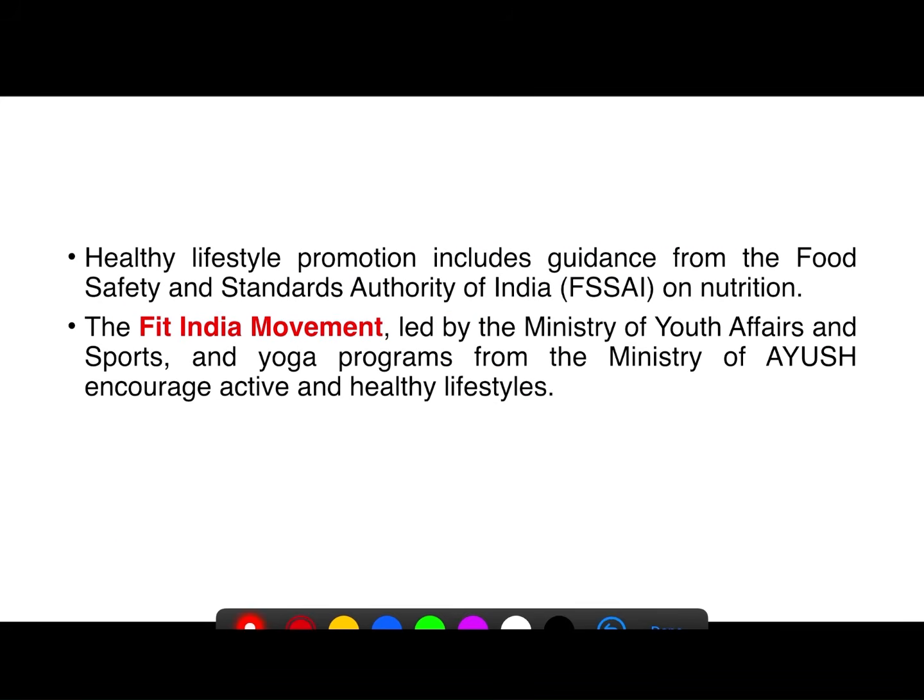Healthy lifestyle promotion includes guidance from the Food Safety and Standards Authority of India on nutrition, and various movements like the Fit India Movement led by the Ministry of Youth Affairs and Sports, and the Yoga program from the Ministry of Ayush, that encourage a healthy and active lifestyle.